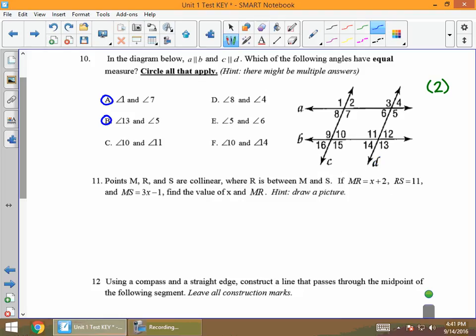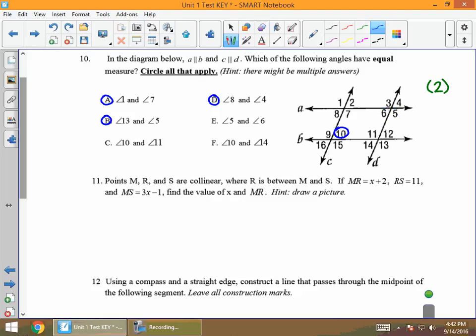Let's look at D, 8 and 4. My transversal is A, so 8 and 4 are alternate exterior angles. They are congruent. So D joins the congruent club. 5 and 6. 5 and 6 are adjacent angles that make up a straight line. We call those linear pair. Linear pair angles are supplementary. Those 2 add up to 180. They are not congruent. Let's try 10 and 14.